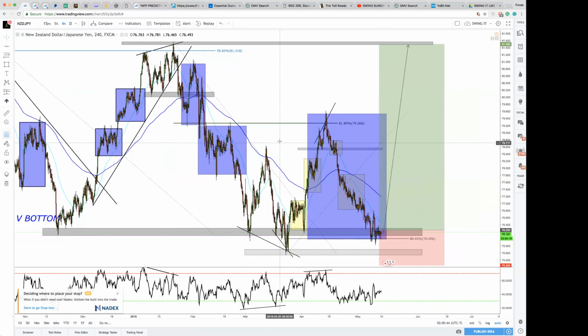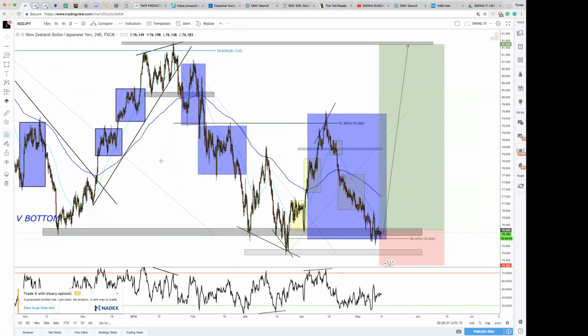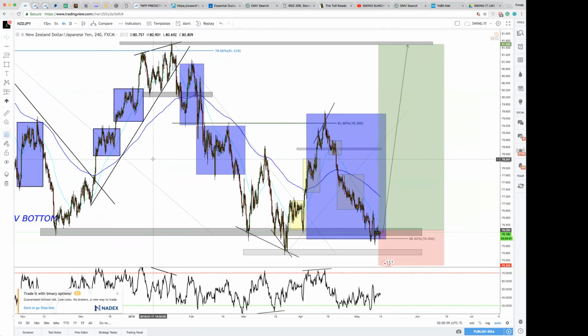Okay, but at the same time, if it does follow the bigger structure, the W level 1, I'm expecting my take profit to get even higher. So probably here, there, somewhere, but we can update that for mega take profit, mega swing. So we'll see how that goes. Okay, guys.